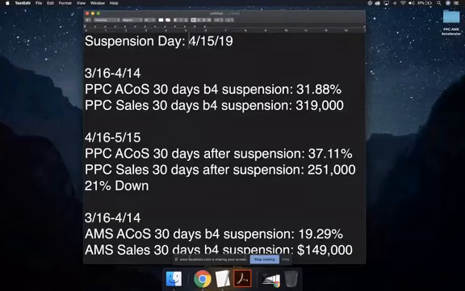So we were suspended on April 15th of 2019. So that's the suspension day that it occurred. It was only a 1-day suspension. And here's basically what happened.